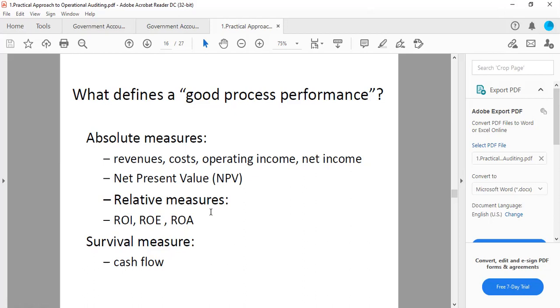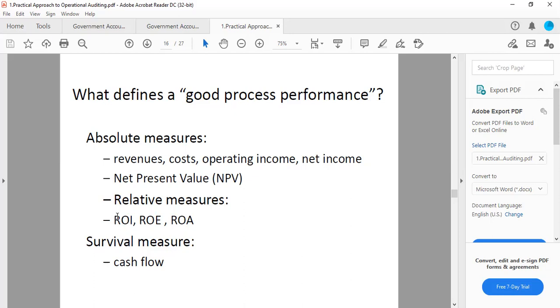So relative measures will be the measure wherein we can say that the process performance is good, but then there could be some exceptions or further qualifiers for us to be able to say that such process performance is good. So we can make use of these ratios talking about the returns.